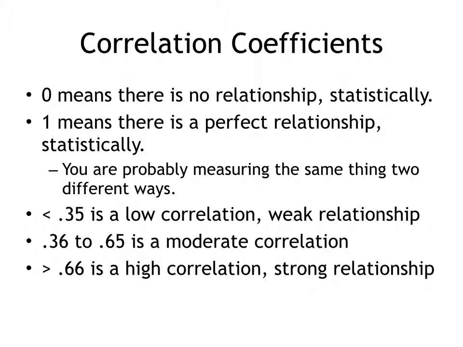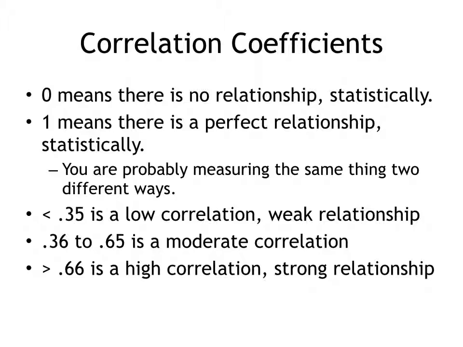For general rules of thumb, and these are just general, in educational settings, we tend to be real happy even if we get lower relationships than we thought we would. So, but less than 0.35, either positive or negative, is pretty low. There's a weak relationship there. There's something going on, but not very strong.